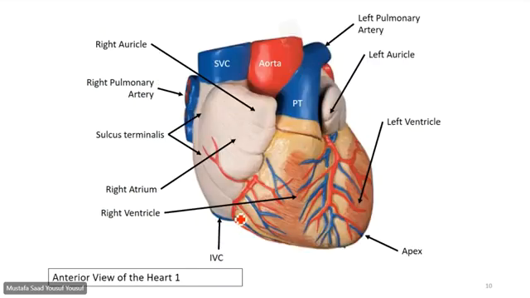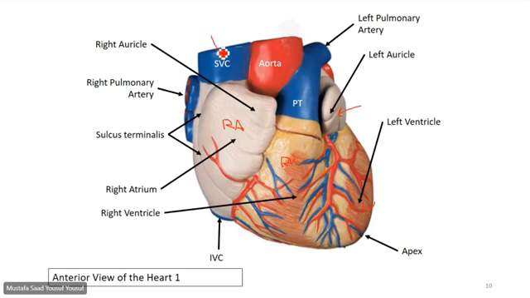Now all of this was one large model, and we saw all these features and structures. This is another model, so of course we will see the same things. This is an anterior view. Here we have the right atrium, the right ventricle, and this is the left ventricle. Here we have the left auricle. As we said, the left atrium lies posteriorly, but its auricle we can see anteriorly.